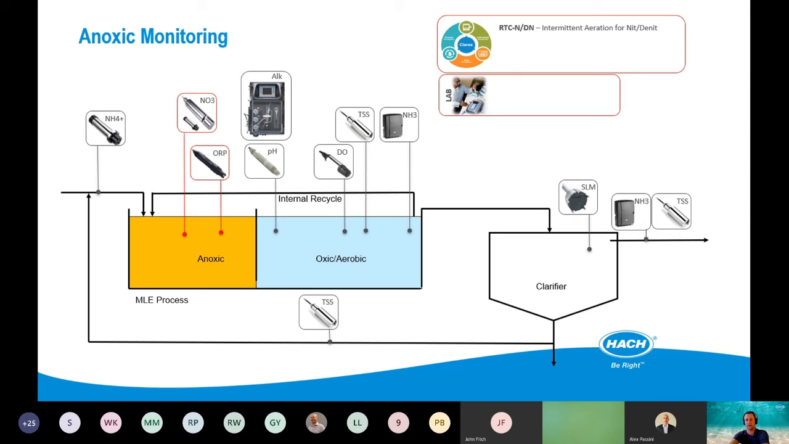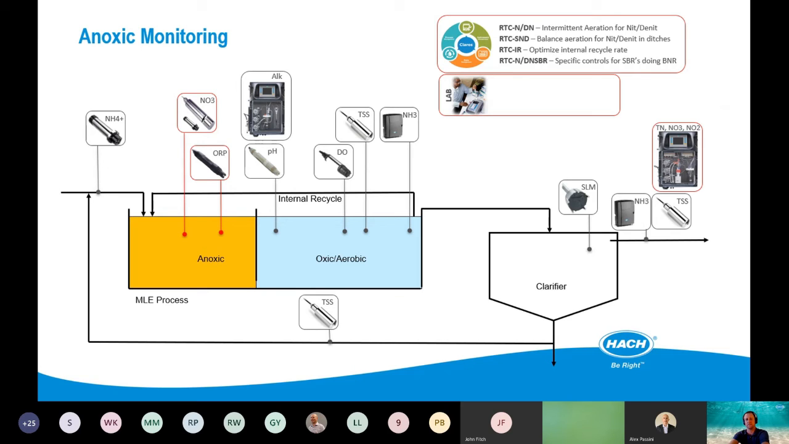And so there are ways that we can use the Hach systems for real-time control to also control the internal mix liquor recycle based on nitrate values in an anoxic zone. Simultaneous nitrification and denitrification for ditches and various other systems. RTCs for SBRs and biological nutrient removal are available as well.